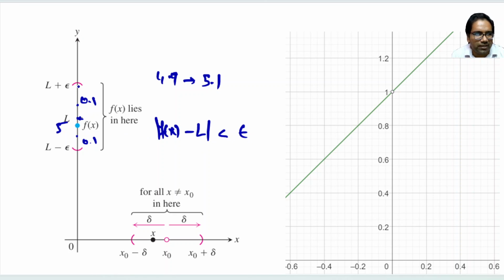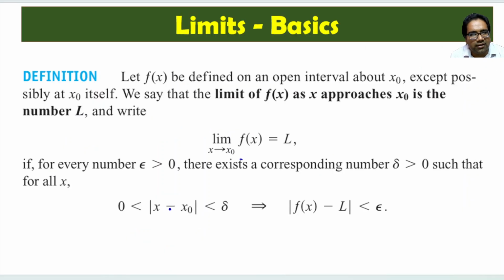So that means f of x can lie anywhere in this part. If this point is L, this point is L plus epsilon, and this point is L minus epsilon, then the absolute value of f of x minus L being less than epsilon means f of x could be higher than L or lesser than L, but it should lie in this range, 4.9 to 5.1. This should lie in this range whenever the absolute value of x minus x naught is between 0 and delta, and we have to find some delta.